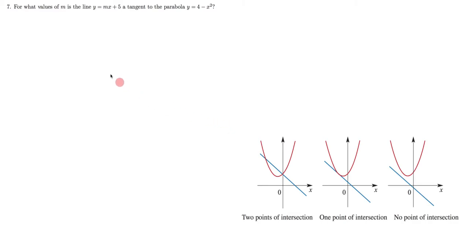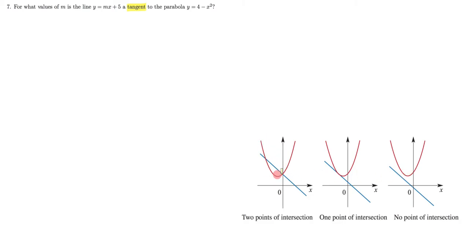So we are working through all the discriminant questions in your notes. We are now up to question 7, which reads, for what values of m is the line, this, a tangent to the parabola, this? So you might be asking yourself, what exactly is a tangent? Well, let's look down here.